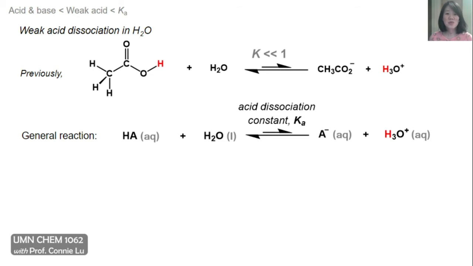We can write this reaction more generally for any weak acid, HA, and its conjugate base, A minus. And for this specific type of reaction, we can also define a new equilibrium constant, Ka, or the acid dissociation constant. So you might be wondering, why do we need a new equilibrium constant?